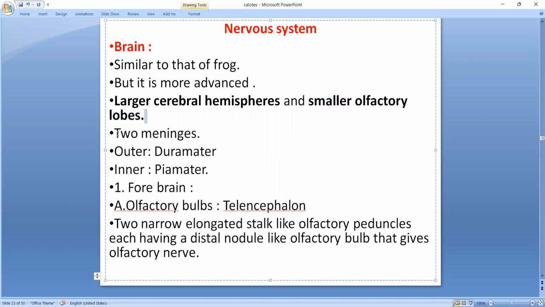Okay, so the brain and spinal cord both are covered by two meninges or two layers. Those layers are called meninges. So they are the outer duramater and the inner piamater. Right. So here the forebrain includes olfactory lobes, cerebral hemispheres, and diencephalon.